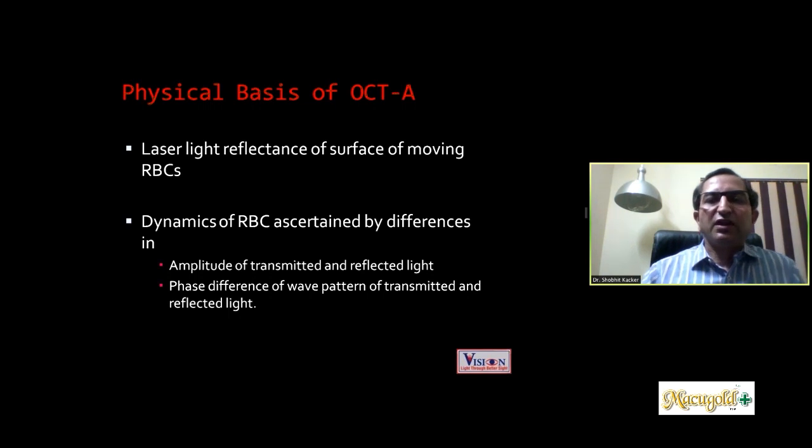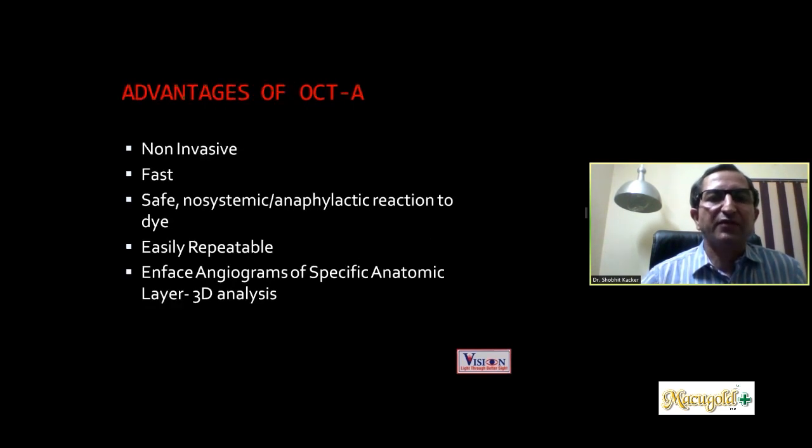Now coming to the OCT angiography, the basis of doing OCT angiography is that the laser light reflectance is occurring from the surface of the moving red blood cells, and a large number of A scans are taken at very rapid successions, and depending on the difference in the reflectance between the simultaneous A scans, you determine the movement of the red blood cells. The amplitude of the transmitted and the reflected light is measured, and the phase difference of the wave pattern of the transmitted and the reflected light is measured. That is the basis of the OCT angiography.